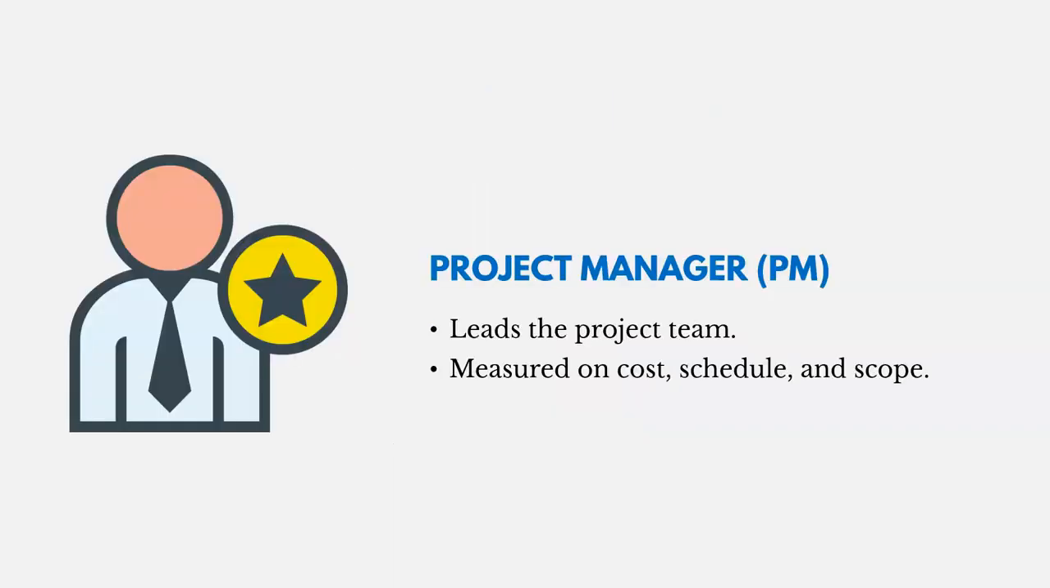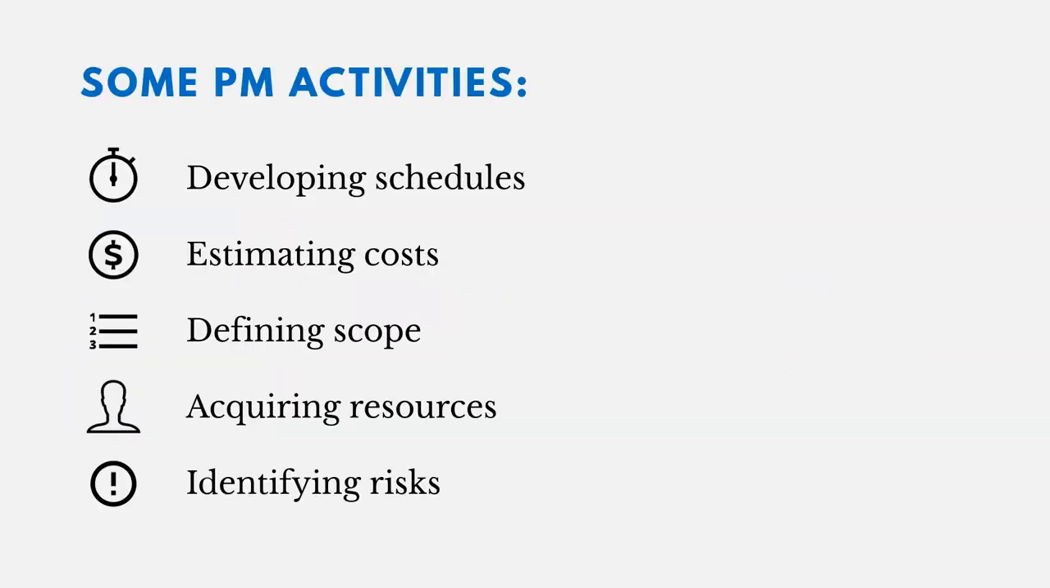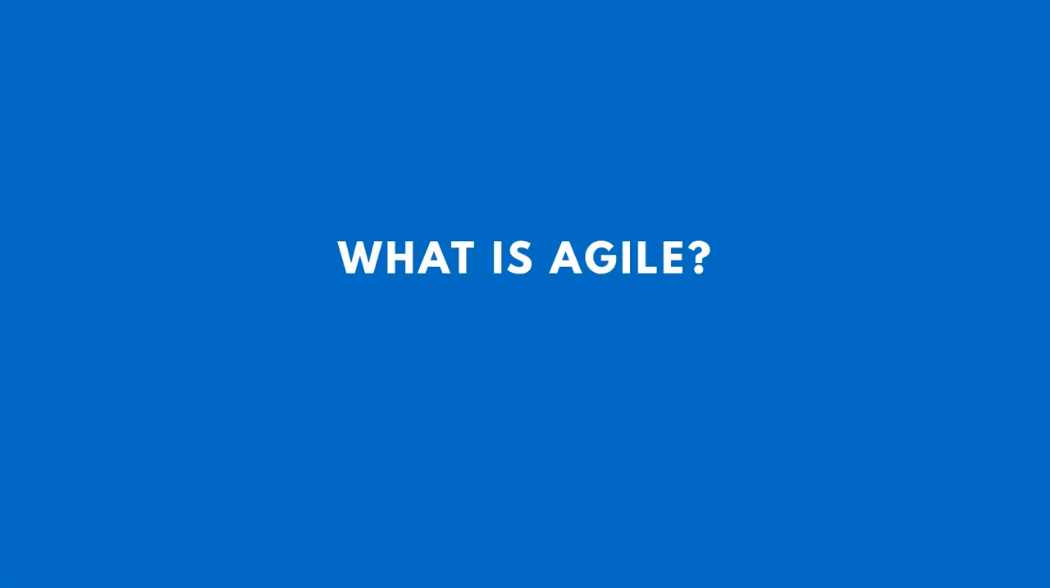Now a project manager is the person who leads the project team, and they're measured on whether they achieve these targets of cost, schedule, and scope. Some of the activities we might perform in project management might be to develop schedules, estimate costs, define scope, acquire resources, and identifying risks.